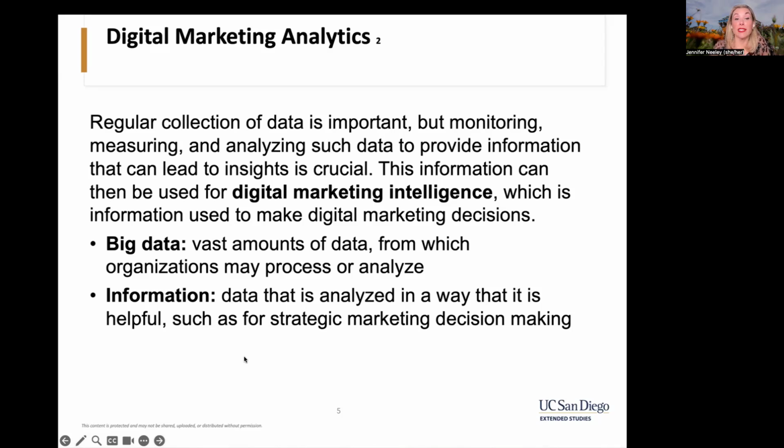Information is, of course, data that's analyzed in a way that makes it helpful for strategic marketing decision making. So things like competitors in a market, crossed with zip codes, crossed with other things. So usually it's information on top of information on top of information that provides a better picture of your customer base, or maybe your supply chain. It can be lots of different things that are related to the business, but your digital marketing intelligence are things that you're able to find essentially through online sources or online tracking that give you those important metrics.